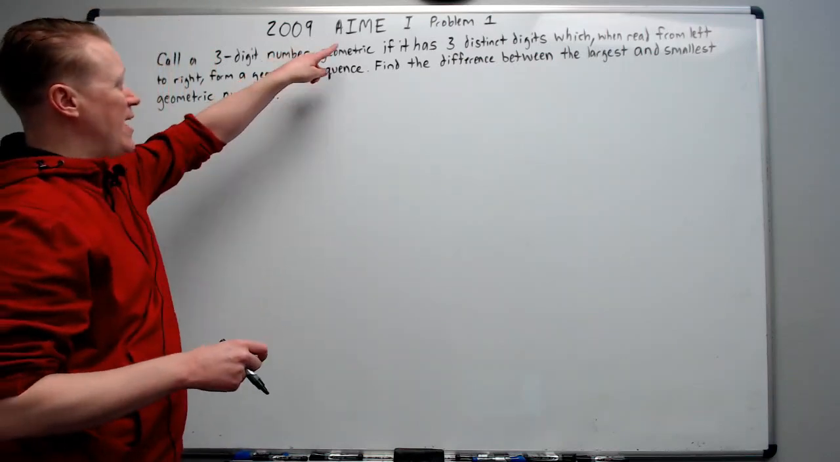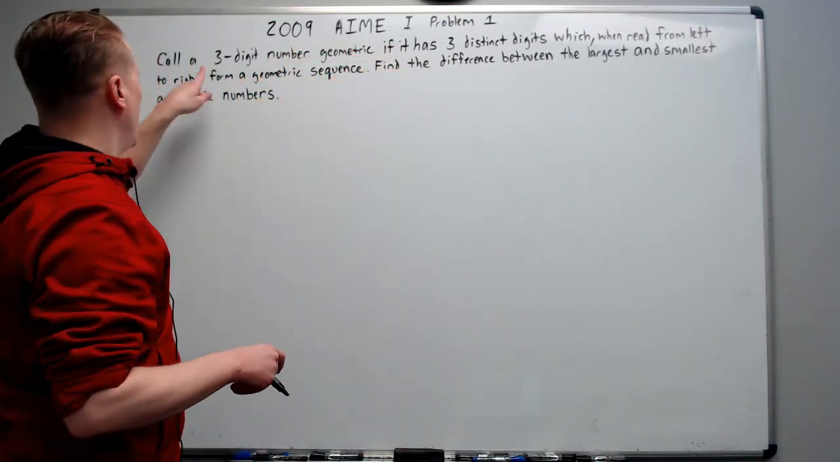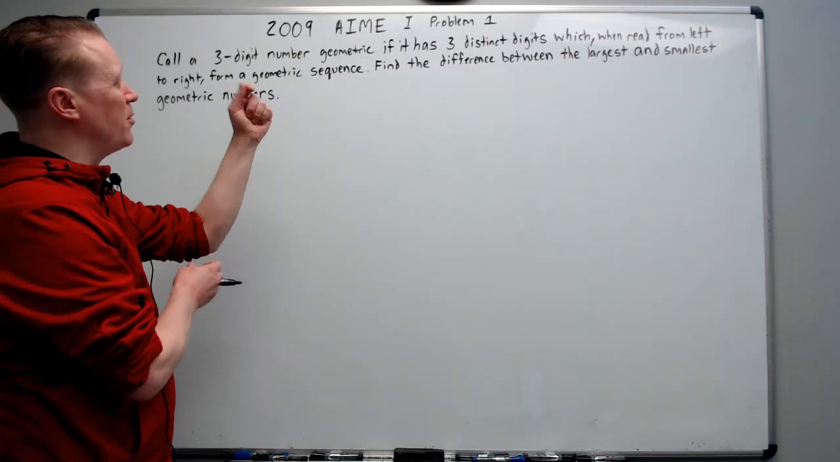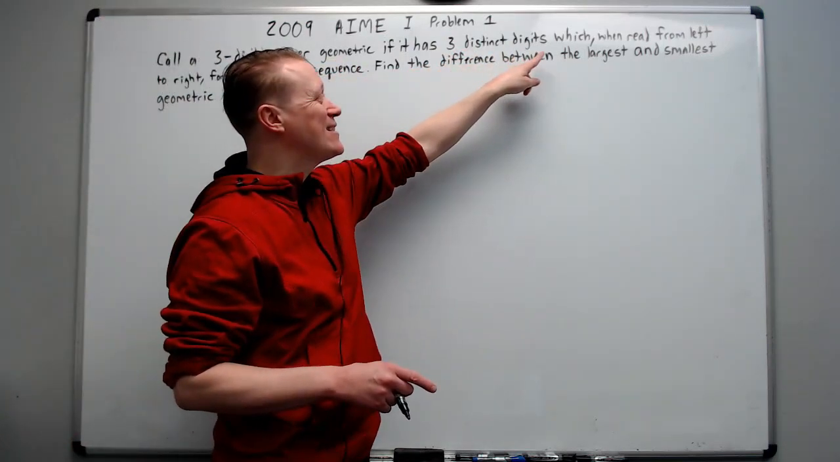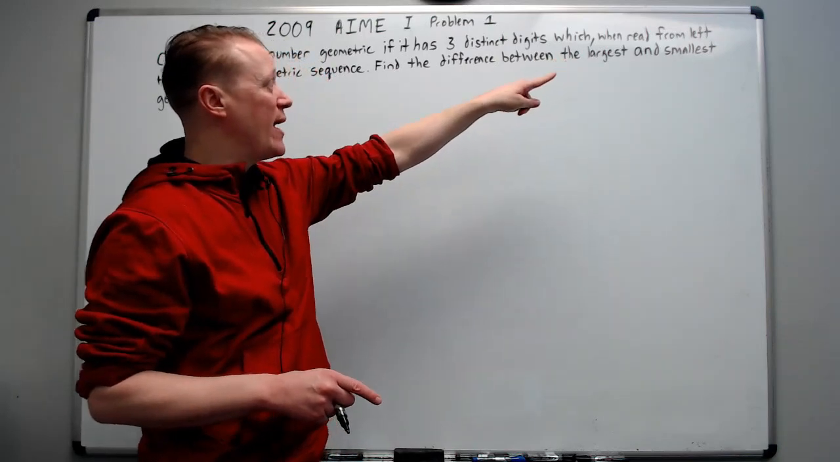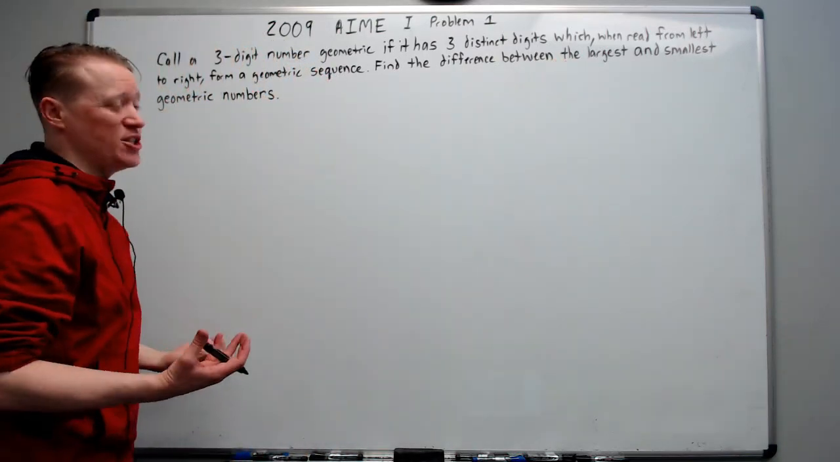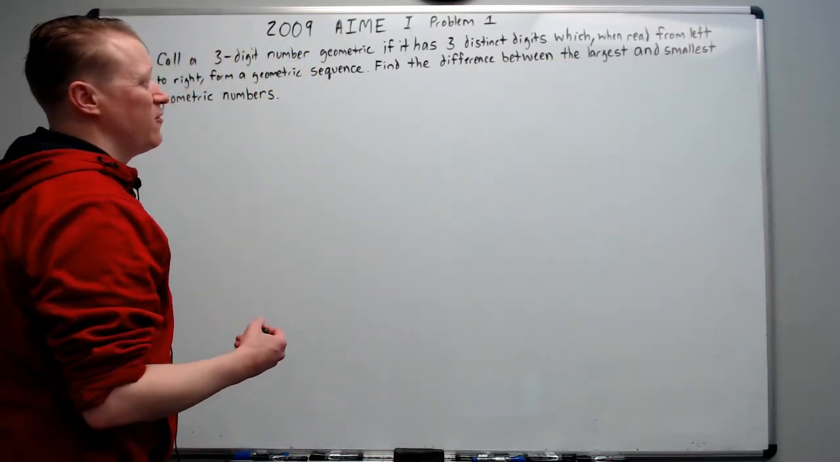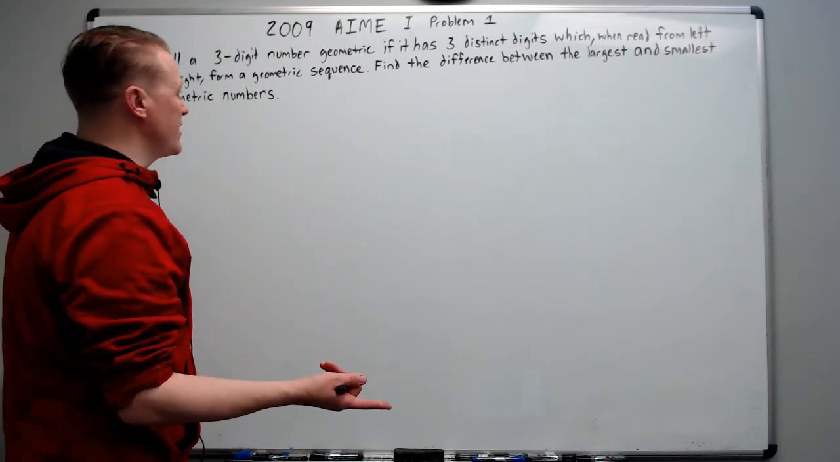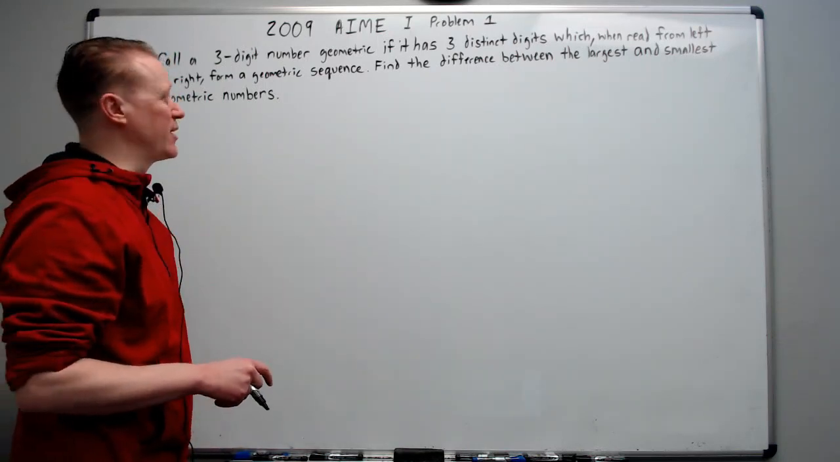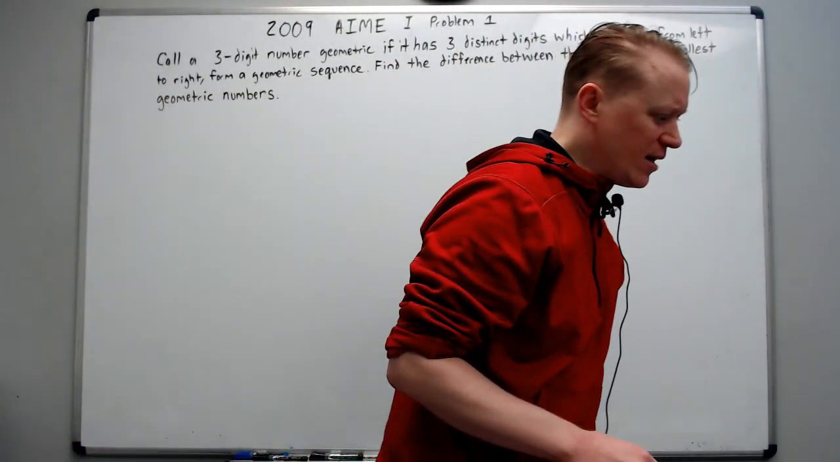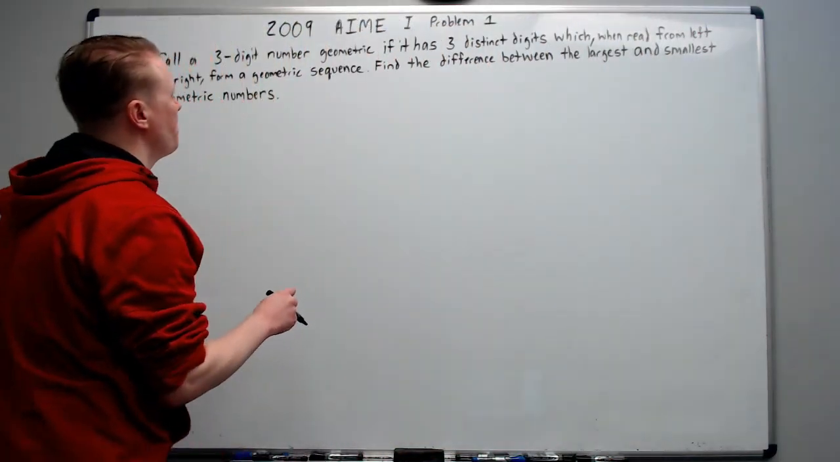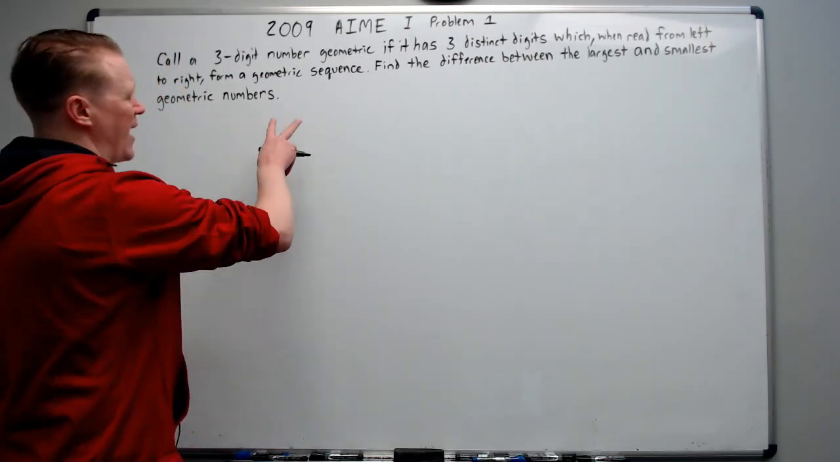So 2009 AIME 1, problem number 1. Call a 3-digit number geometric if it has 3 distinct digits which, when read from left to right, form a geometric sequence. Find the difference between the largest and smallest geometric numbers that are 3 digits, I would assume. So, how can we find this?